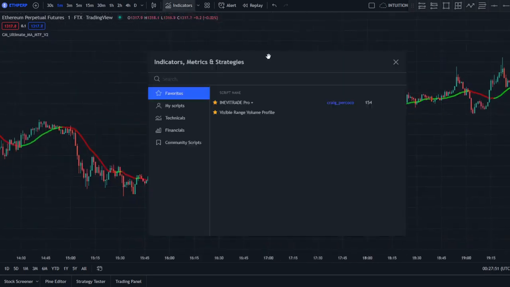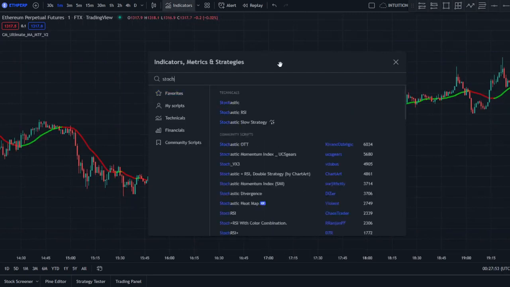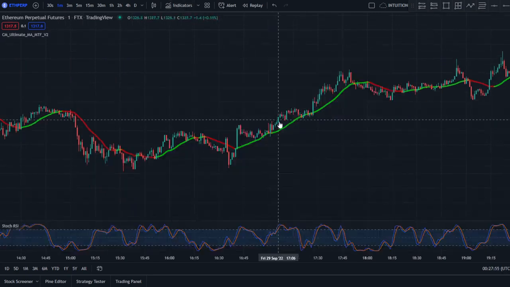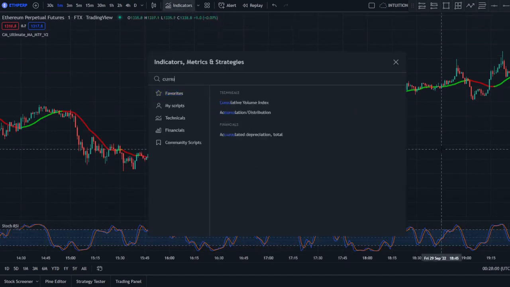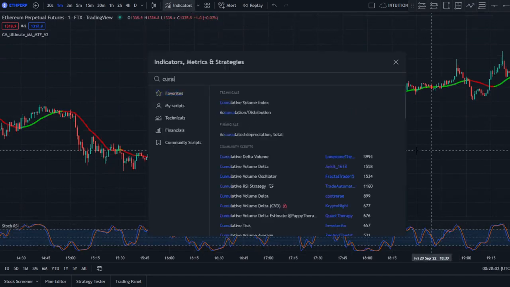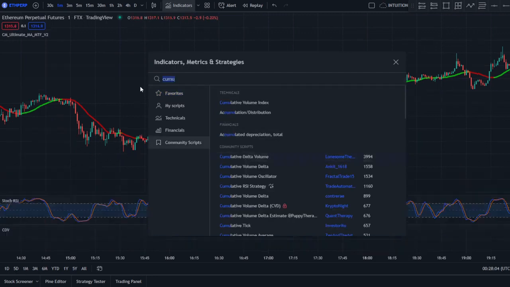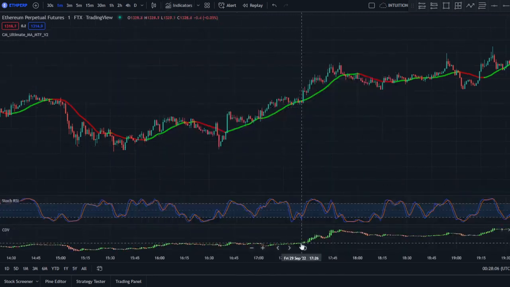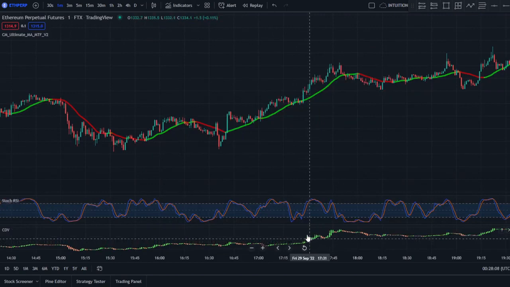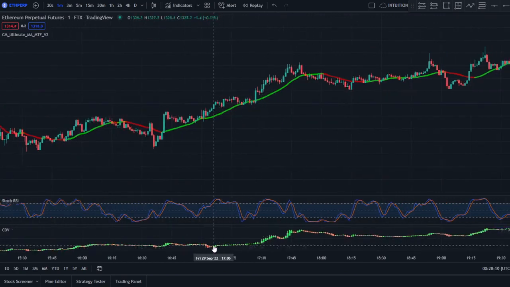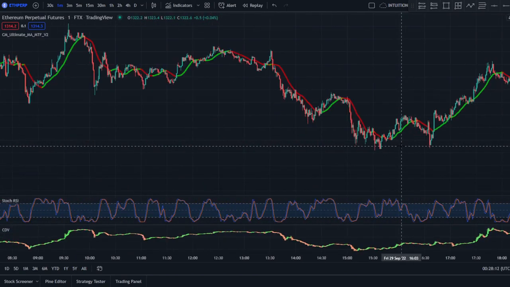So next up, what we'll be using is your stochastic RSI. So this is your signals to go long or short, and same thing, default settings. And last of all, to give you your confirmation for your trade, we'll be using the cumulative delta volume. So if you guys are a frequent watcher of my channel, it's one of my favorite indicators to give me confirmation for entering trades.